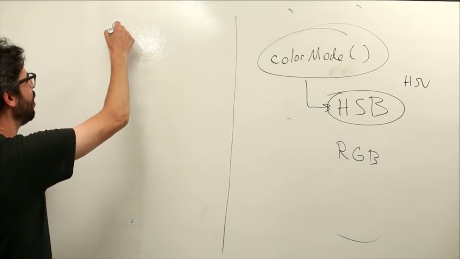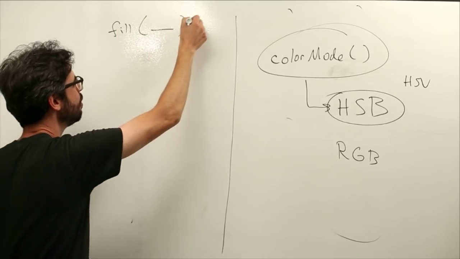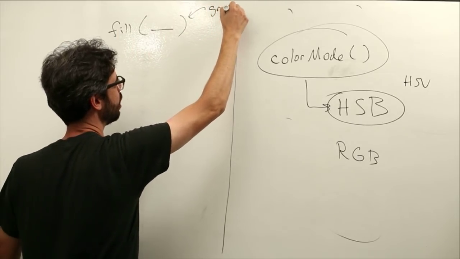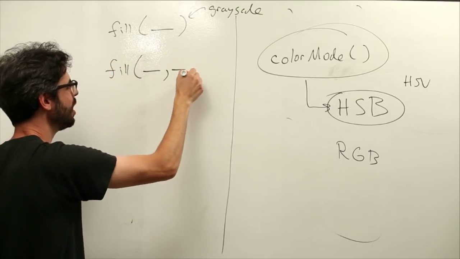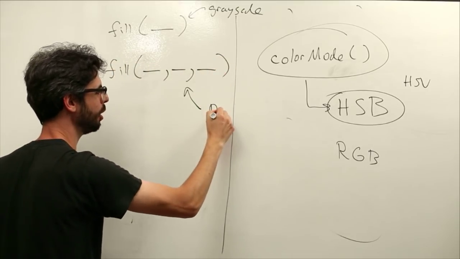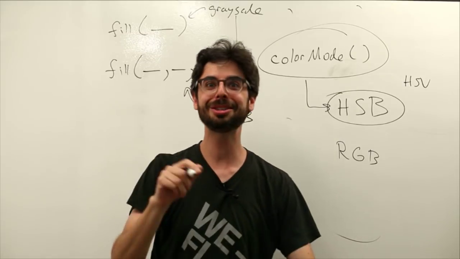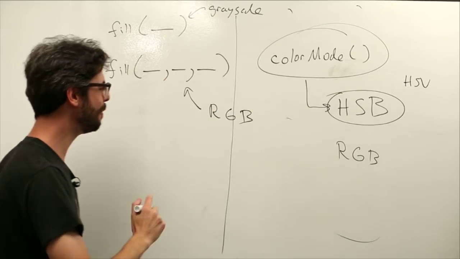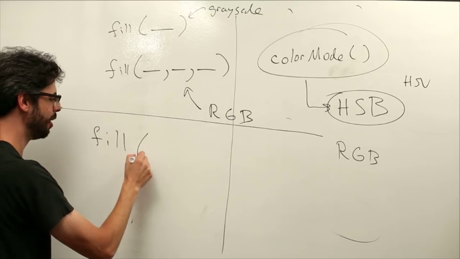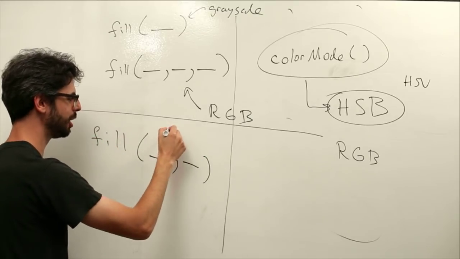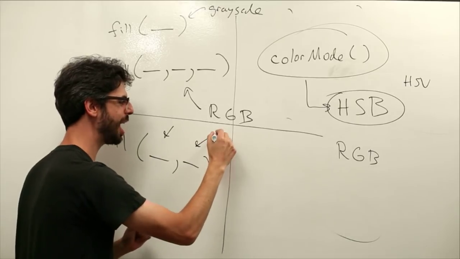The other thing that I totally didn't mention at all, right? We said that fill could have one argument, which would be a grayscale color. We said that fill could have 3 arguments, which would be an RGB color. Well, here's 2 other amounts of arguments that fill could have. Fill could have 2 arguments, which is grayscale plus transparency.